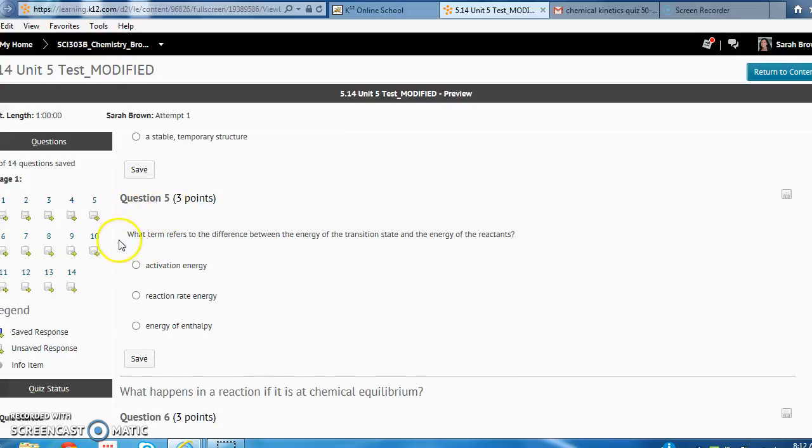Question 5. What term refers to the difference between the energy of the transition state and the energy of the reactants? Activation energy, reaction rate energy, or energy of enthalpy?